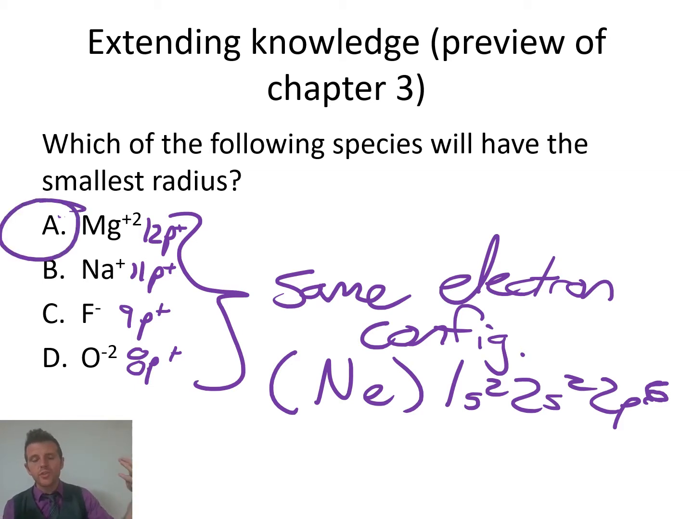There are 12 protons, and those 12 protons are able to pull on those 10 electrons much more strongly, with much more force than the other 3 options. And then in this situation, O2 minus would actually have the largest radius because it has the least amount of protons, and then those electrons would be able to repel themselves more. This is a preview of Chapter 3. It should not be on the Chapter 2 test, but it is worth getting into this mode of being able to logic through something.